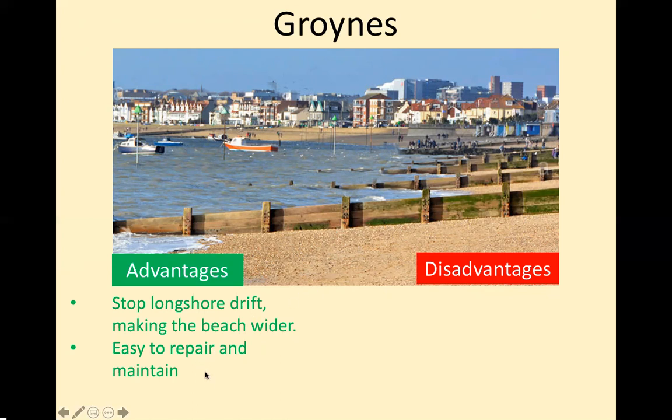It's easy to repair and maintain. So even though if it was a rock groin, it'd be slightly more expensive, because it's made out of wood, you can maintain it relatively easily. It might be a little bit expensive if you're paying for that every winter, but it's relatively easy to replace those boards. Okay, think about disadvantages.